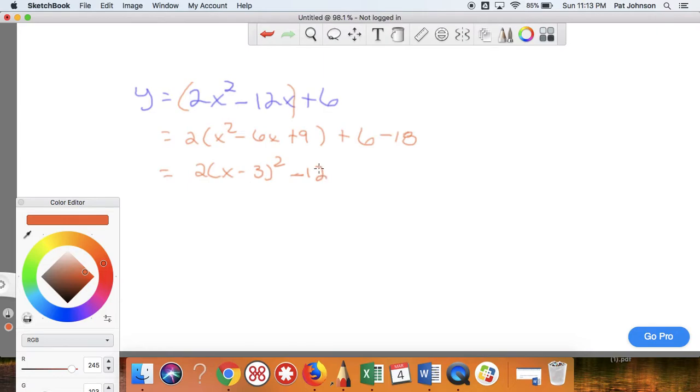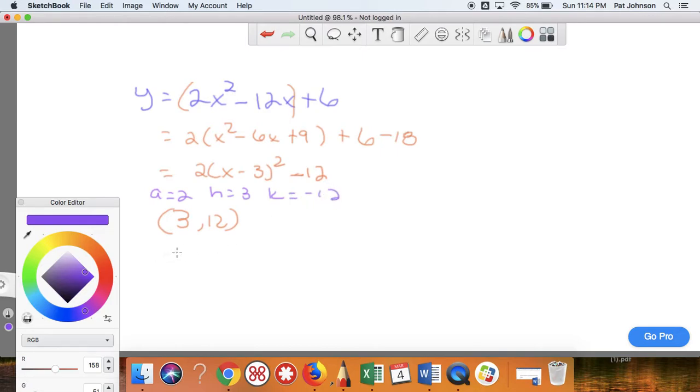So now it is in vertex form. They want us to identify the vertex, so h, so it's 3. Remember, vertex is (h, k), so (3, -12). Just like when we were doing all these other graphs, we identify h and k. So a is 2, h is 3, k is negative 12.